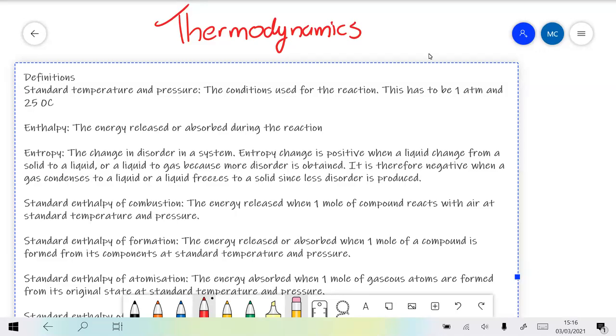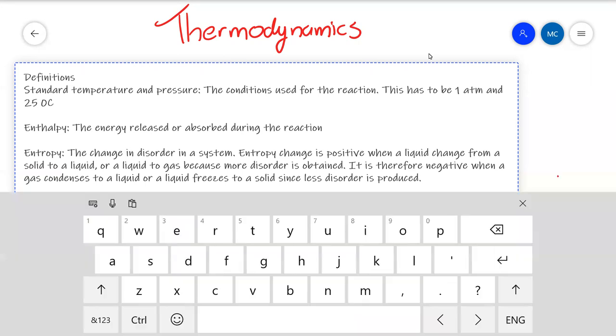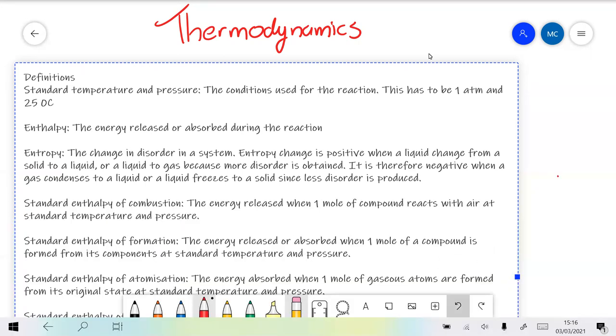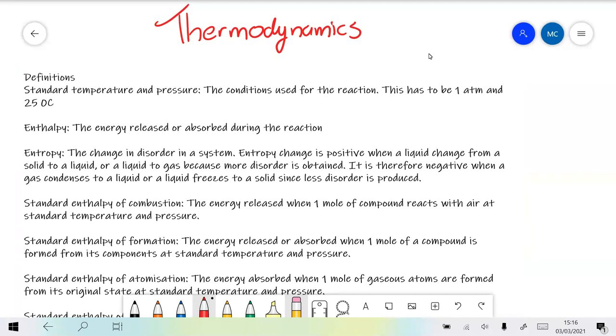Welcome, and today we're going to be speaking about thermodynamics. Thermodynamics is a chapter that deals with the heat of reaction, what is happening to the energy of a reaction of a system. In order to understand what we're going to be doing at this point, we should try to understand some of the definitions.